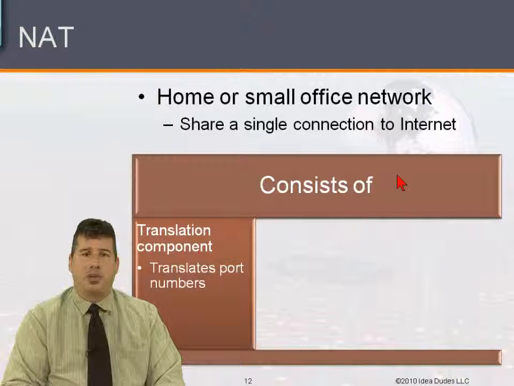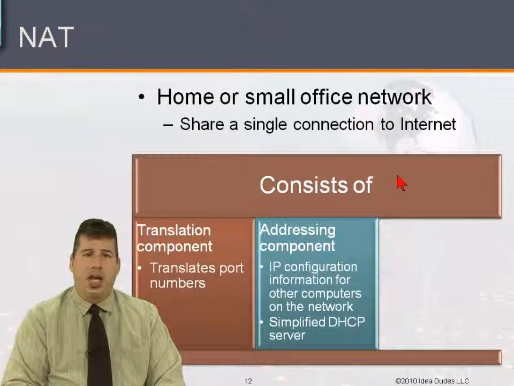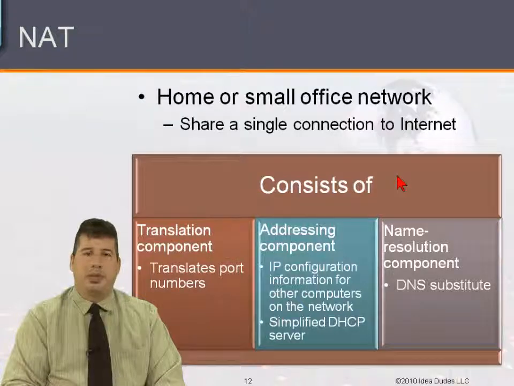995 for Secure POP3. Addressing component, IP configuration information for other computers on the network. It's a simplified DHCP server. And name resolution component, which is the DNS substitute.